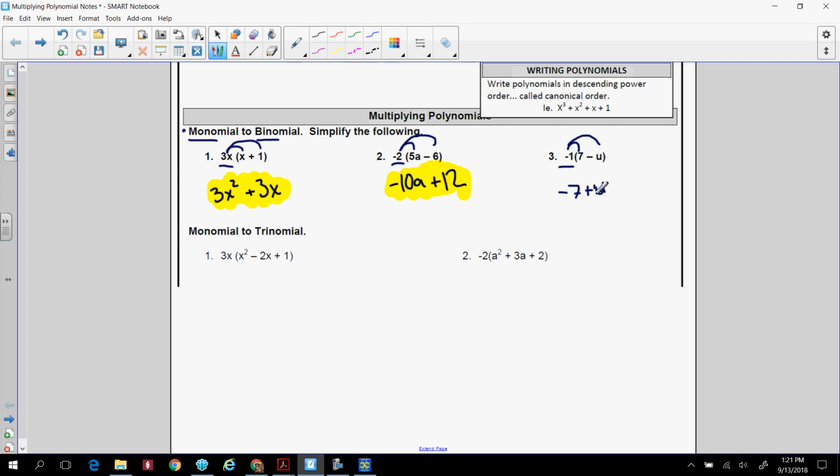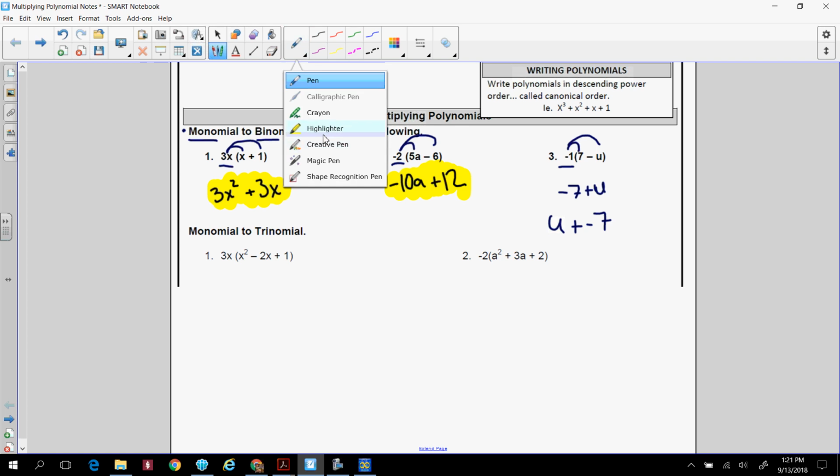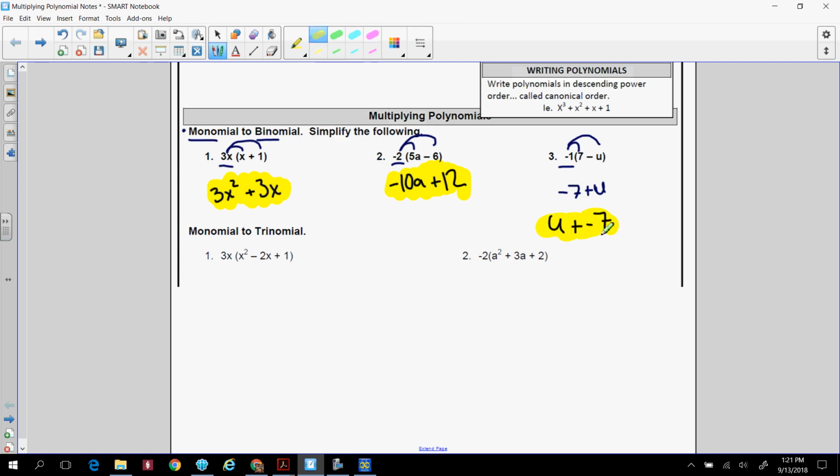So last time, one term multiplied to two terms, negative 7 plus u. The one thing I do want to make sure we understand, I always write in standard form, so change your answers to be in standard form. Whether you write plus the negative 7 or just negative 7, you should be fine. That is the final answer in standard form.